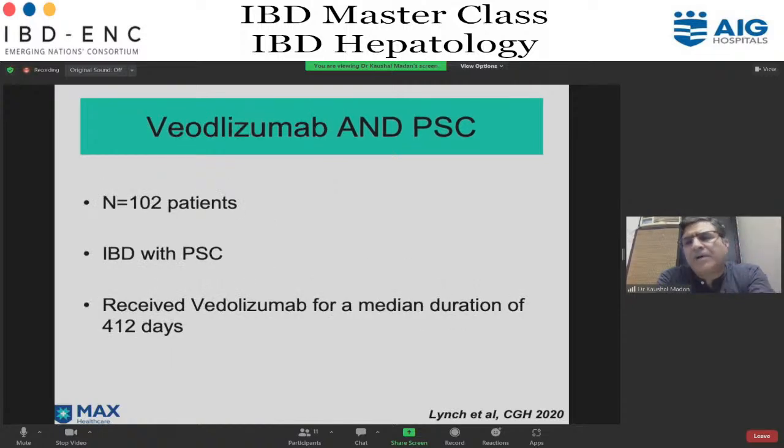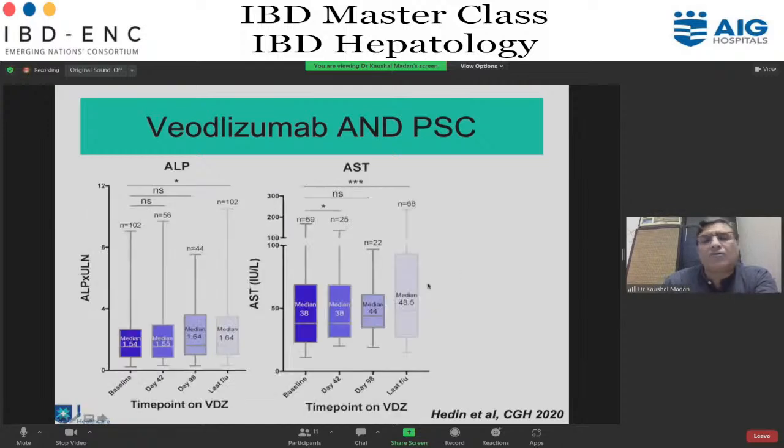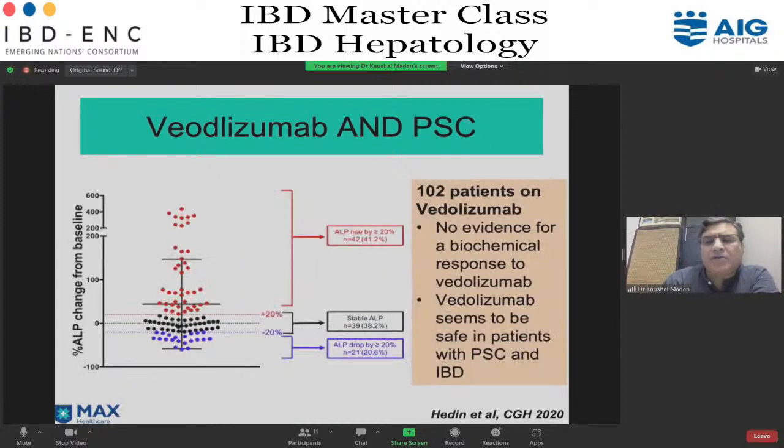Similarly, with vedolizumab, when it was given in 102 patients of IBD with PSC, they had received at least 3 doses when this analysis was done for a median duration of 412 days. They found that almost all parameters of liver biochemistry, AST, ALT, ALP, and bilirubin, they went up mildly, but that was not clinically significant. And they found that almost 20% patients also had a more than 20% drop in alkaline phosphatase. Again, without any clinically meaningful response, again suggesting that although it has anti-alpha 4 beta 7 integrin activity, it still is not able to treat PSC or have a clinically meaningful response in these patients. But yes, these two studies suggest that vedolizumab or anti-TNF-alpha themselves do not cause any drug-induced liver injury.